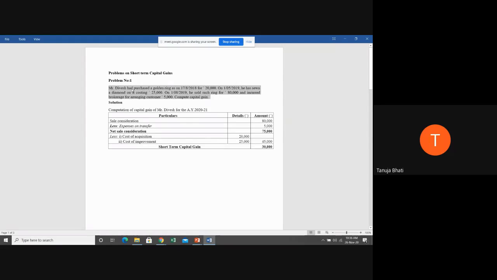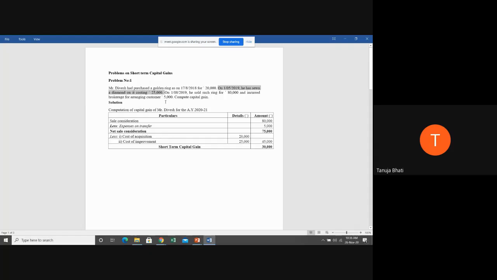He had purchased it, so this becomes the cost of acquisition, that is 20,000. Does everyone agree with me? Later we will see whether it is a short-term or long-term capital asset, but let us first identify the terms used in the format. So Mr. Divesh had purchased a golden ring, so it becomes cost of acquisition. Does everyone agree? Yes, ma'am.